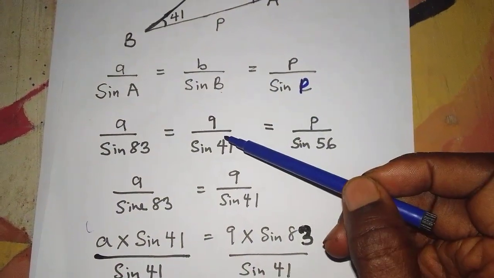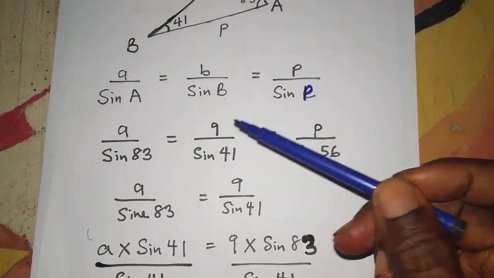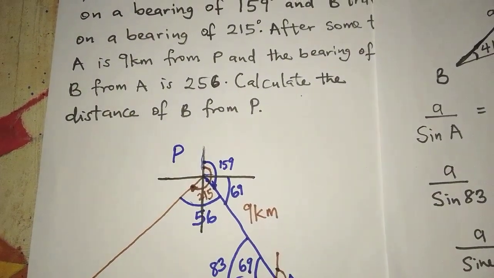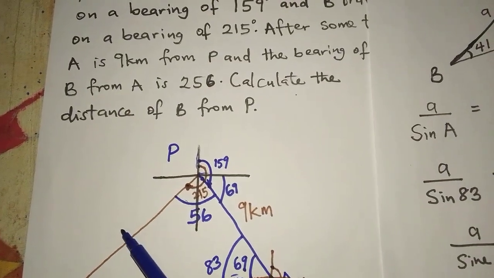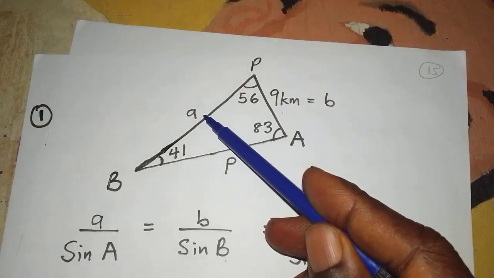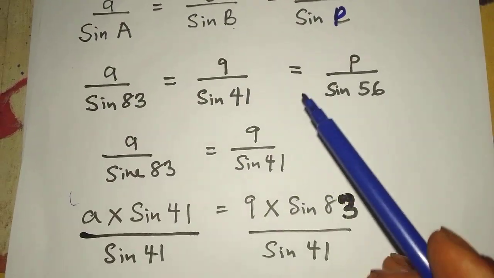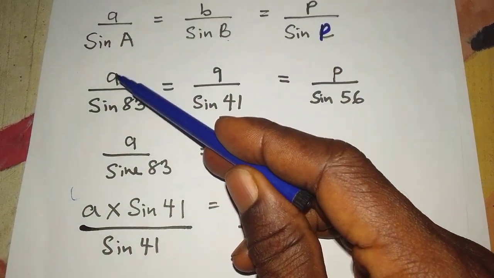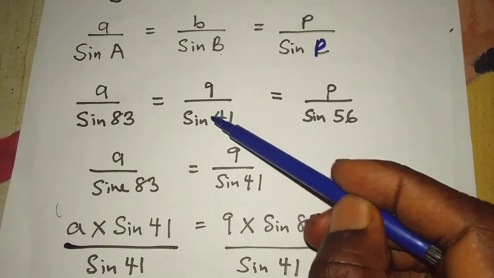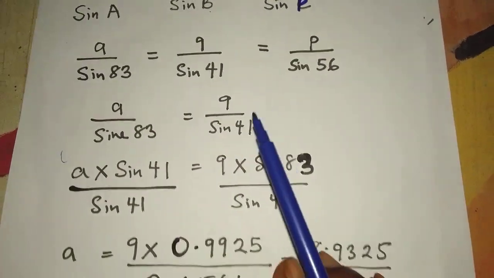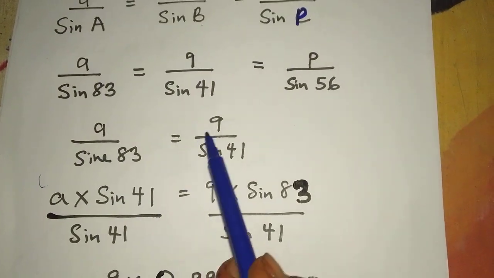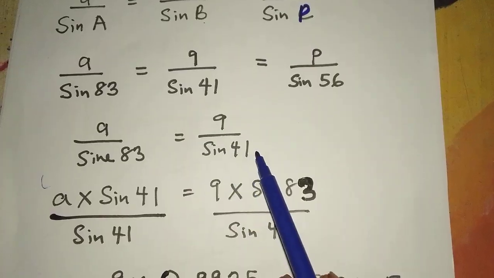Since what we are looking for is the distance, calculate the distance from B to P, which is represented by A. So the distance from B to P is represented by A, and the one that is having A is A over sine 83, and 9 over sine 41 is complete. So you pair these two. When you pair them, you have A over sine 83 equals 9 over sine 41.